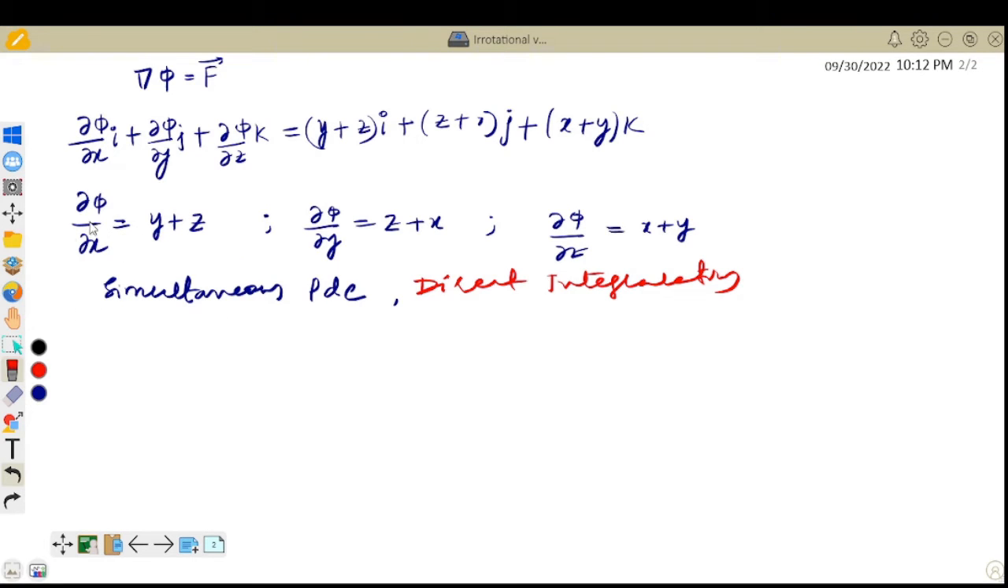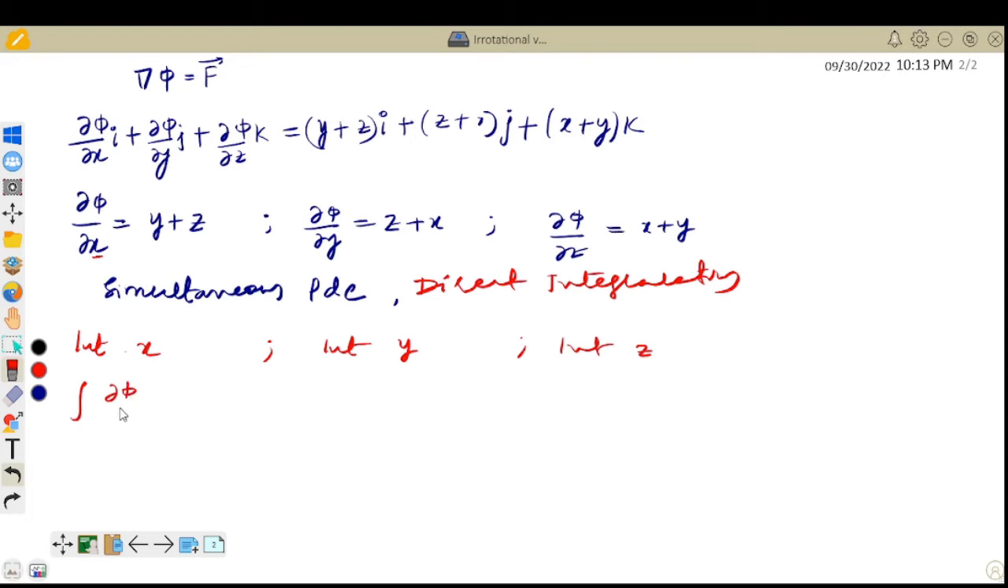So let us differentiate partially. Look at, you have ∂φ/∂x. Look at the denominator: it contains an independent variable x. So what you need to do is integrate the first equation with respect to x, the second one with respect to y, and the third one with respect to z. So what will happen on integration?